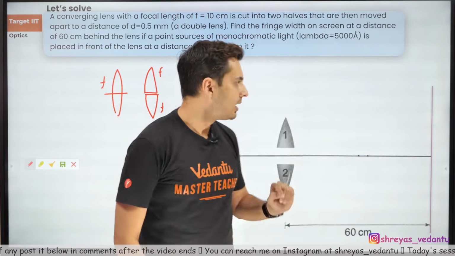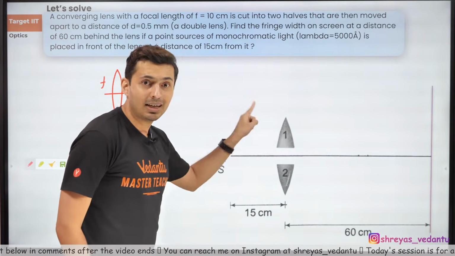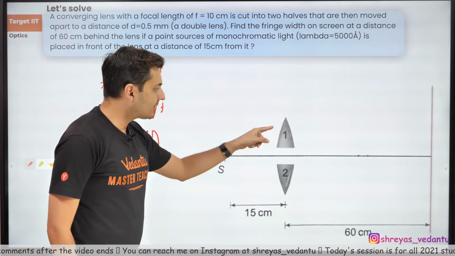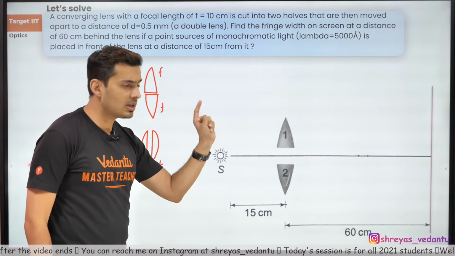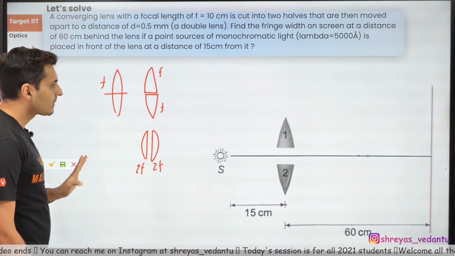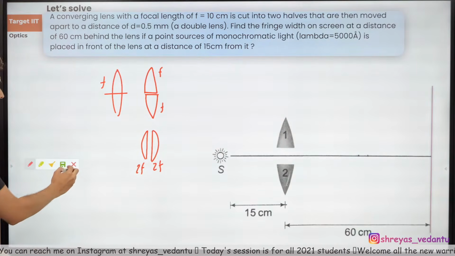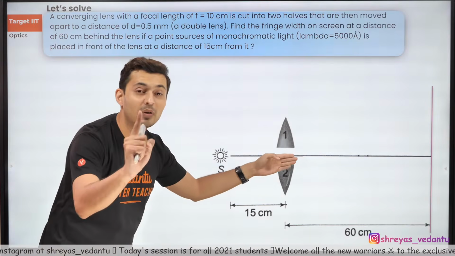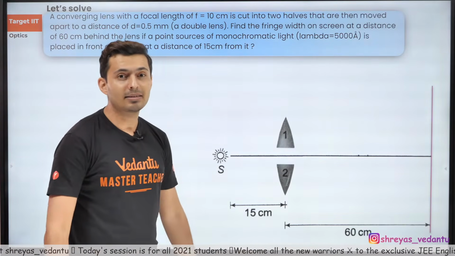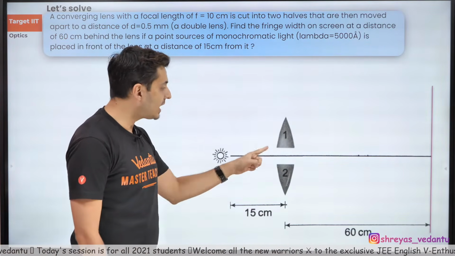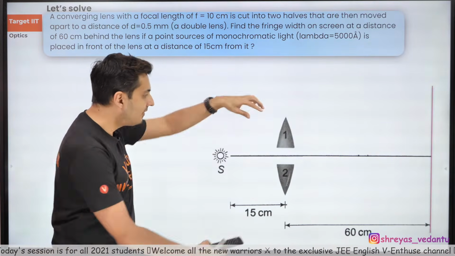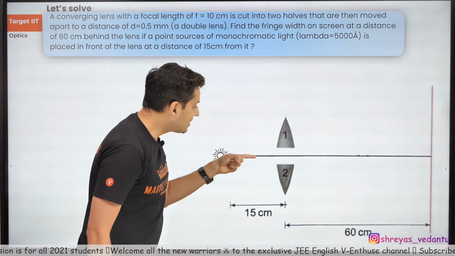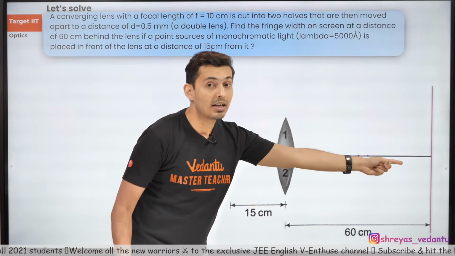That's the first step. So these two are two separate lenses. These two have the same focal length as the original one. That's one thing. And the interesting part is, both these lenses have a different principal axis. Yes, they have a different principal axis. When they were together, this line was the principal axis.